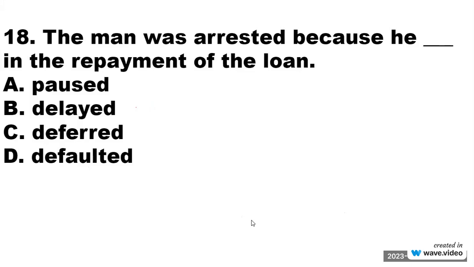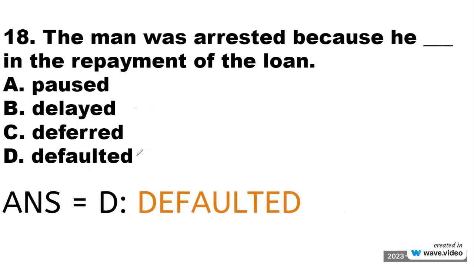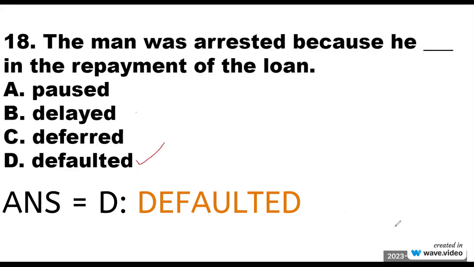The man was arrested because he dashed in the repayment of the loan. A, paused, B, delayed, C, deferred, D, defaulted. When you fail to repay a loan at the appointed time, that means you have defaulted. So option D is the correct option. Defaulted is the correct option.